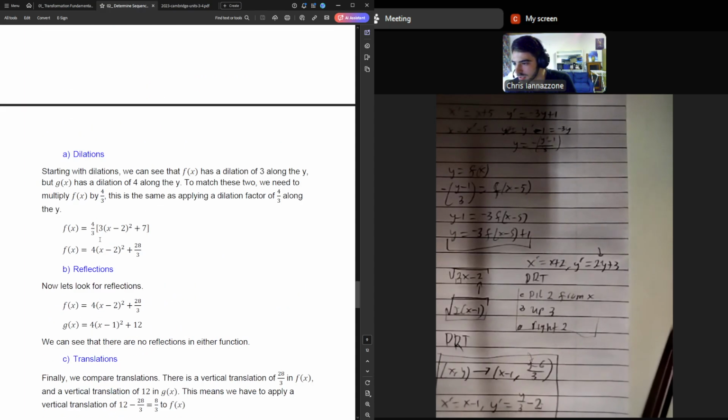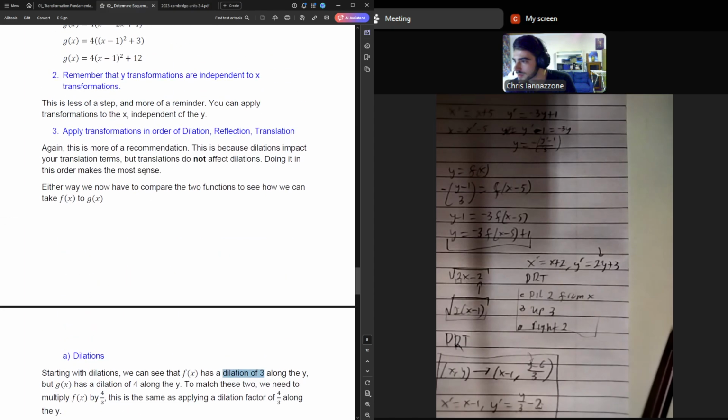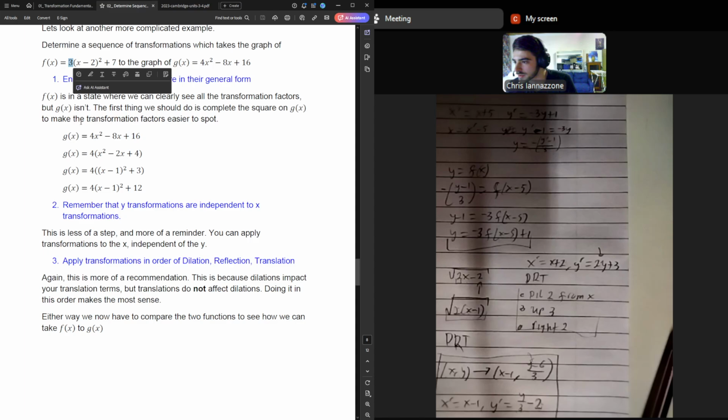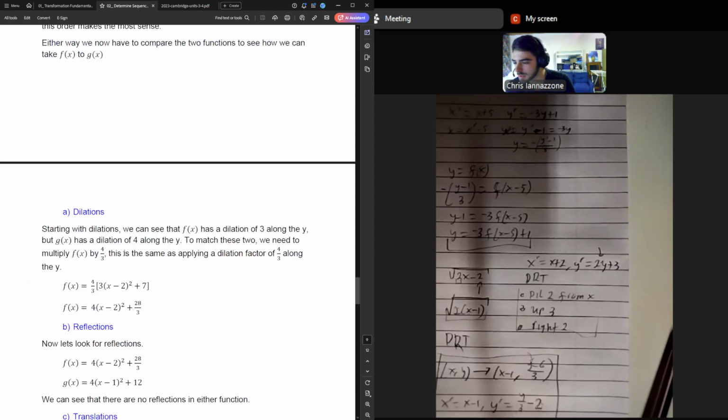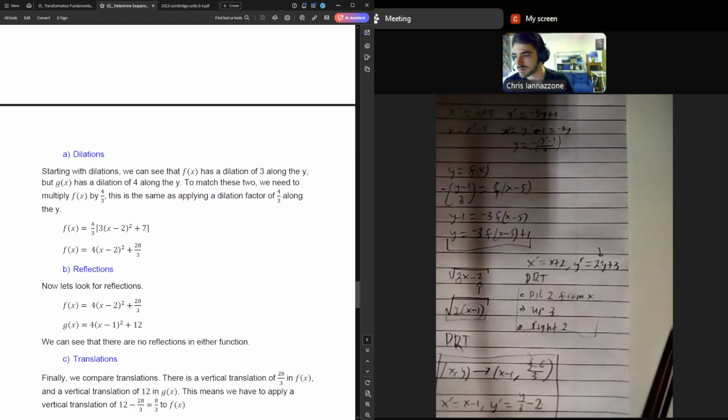So if we start with dilations, we know that f has a dilation of 3. So it's already got a dilation of 3, and we need to make it a dilation of 4. How are we going to do that? Well, we're just going to multiply by 4 over 3. When you multiply 3 by 4 over 3, the 3's will cancel out, and you'll be left with 4. So here's a divide by 3, here's a multiply by 3, you'll be left with 4. But what you will see is that everything else in the function is going to be impacted, namely the other y value, the vertical translation. You'll see that the x hasn't actually been changed at all because it's trapped inside the square. It doesn't actually get impacted.